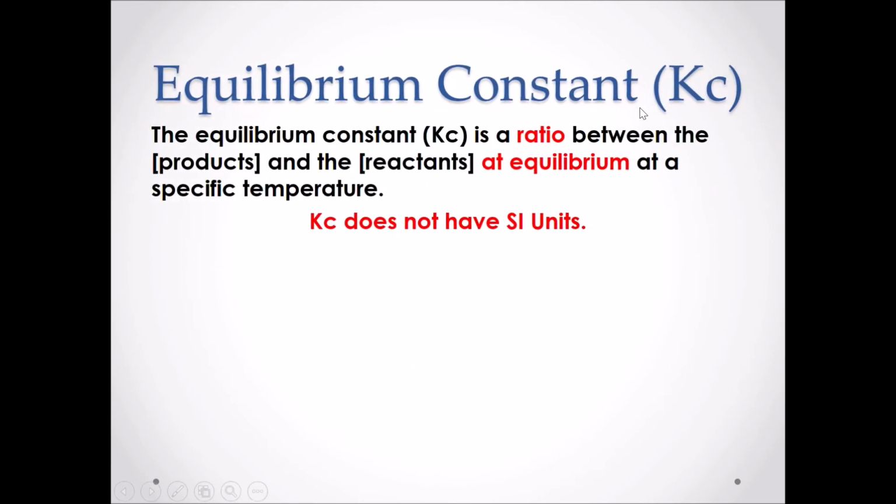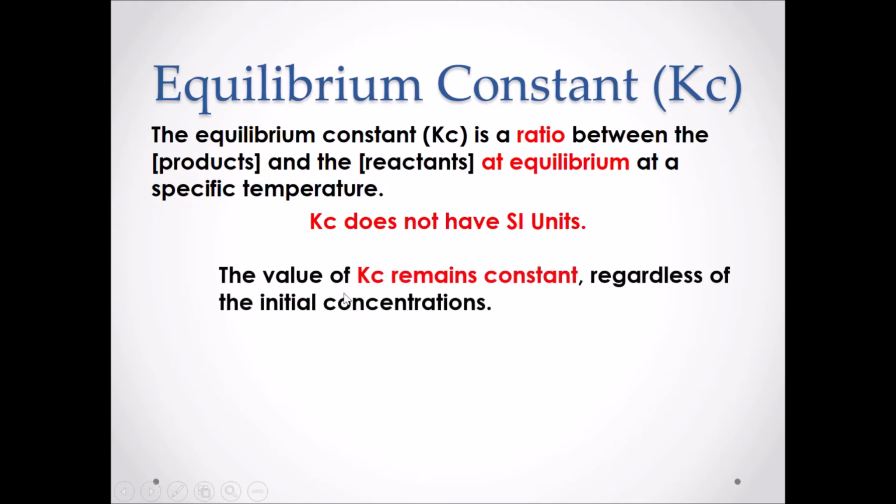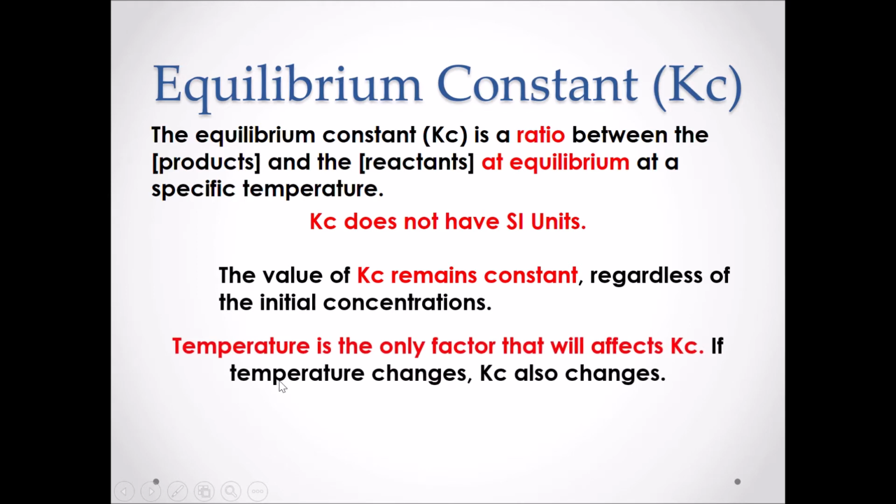The equilibrium constant Kc is a ratio between the concentration of the products and the concentration of the reactants at equilibrium for a specific temperature. Kc does not have any units. The value of Kc will remain constant for a chemical reaction, regardless of the initial concentrations. The only factor that will affect Kc is temperature. If temperature changes, Kc will also change.